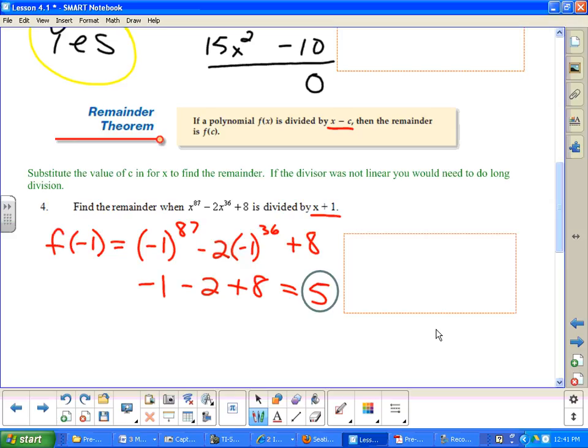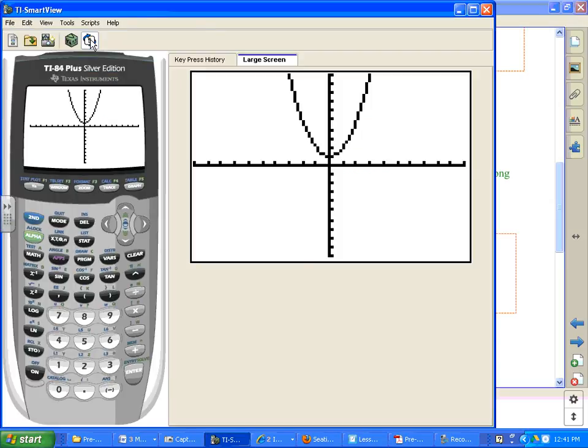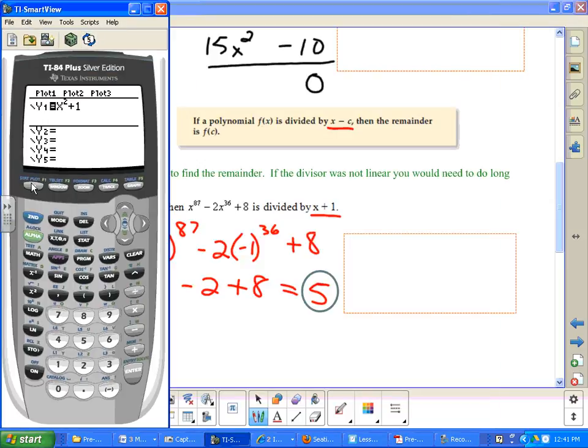Okay, go to your table. Look to where x is negative 1. What do you get? I didn't tell you to graph it.